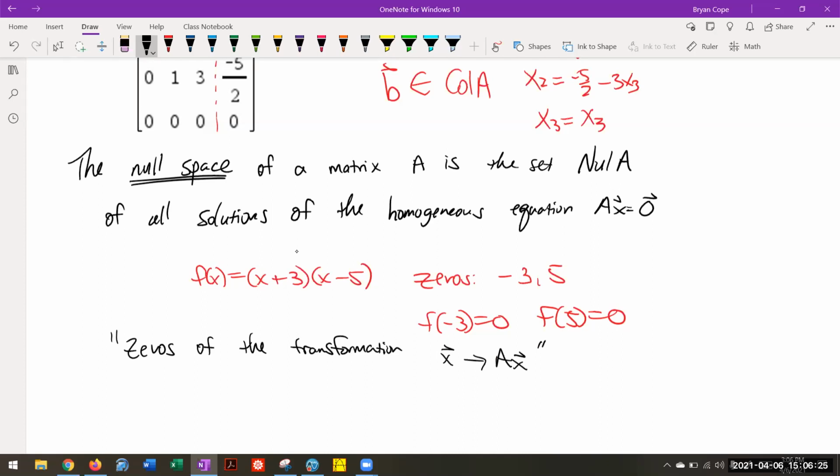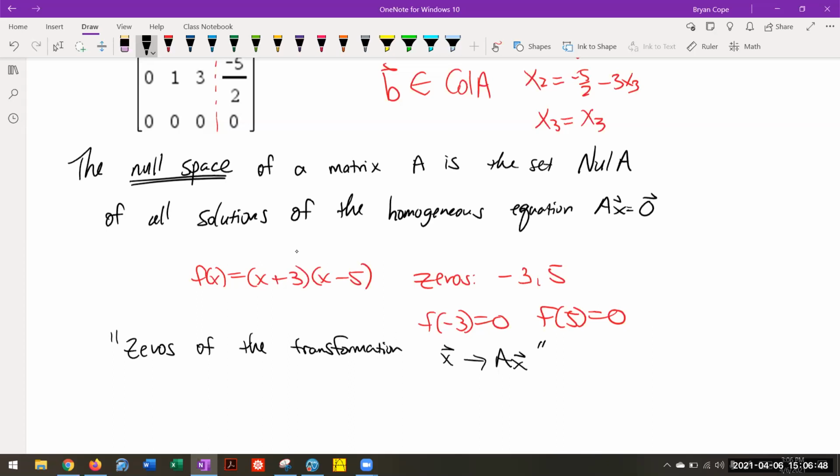Great question. The zero vector is always a member of null A because the zero vector always maps to the zero vector, right? The question is, is there more than that? That's right. If there's only a trivial solution, then it's just the zero vector. But if it's more than just a trivial solution, then you've got a linearly dependent set.